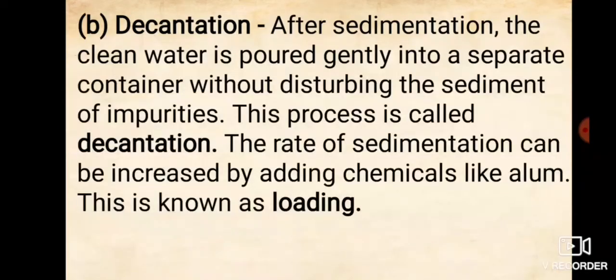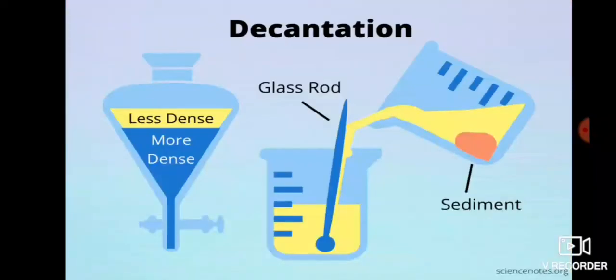Decantation. After sedimentation, the clean water is poured gently into a separate container without disturbing the sediment of impurities. This process is called decantation. The rate of sedimentation can be increased by adding chemicals like alum. This is known as loading.